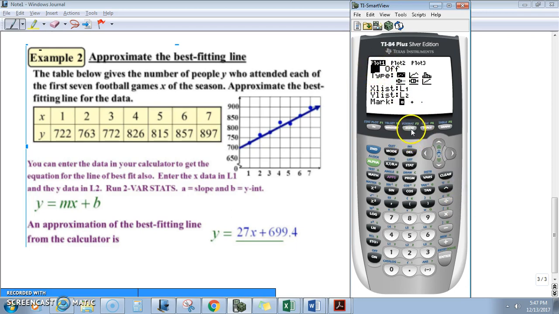Now, if I do zoom stat, which I think is 9, yep, that'll give me the perfect window for this. Okay, so this makes me wonder if I put in an incorrect value right here. So I'm going to check that, see how this one's way down here. I'm going to make sure I entered my data correctly. Yeah, see how I put 263 right there? It should be 763. You guys might have already caught that.